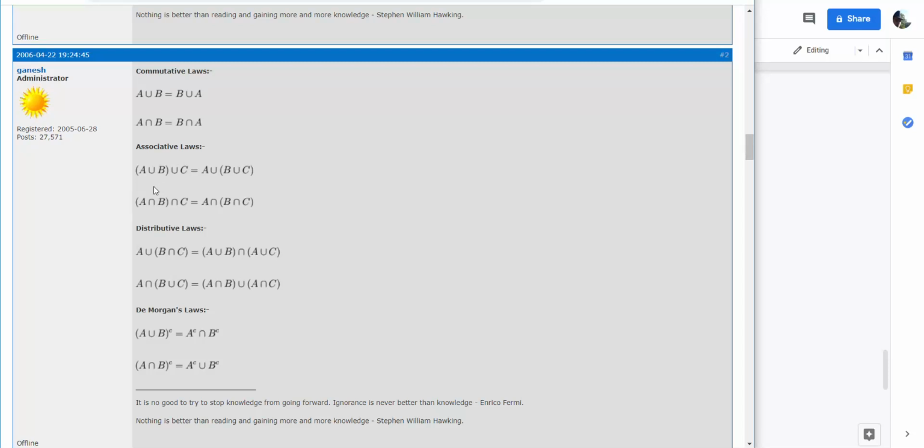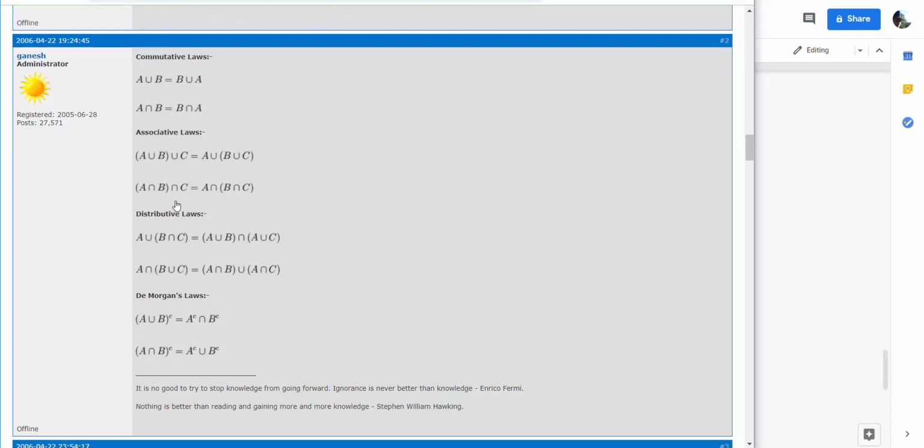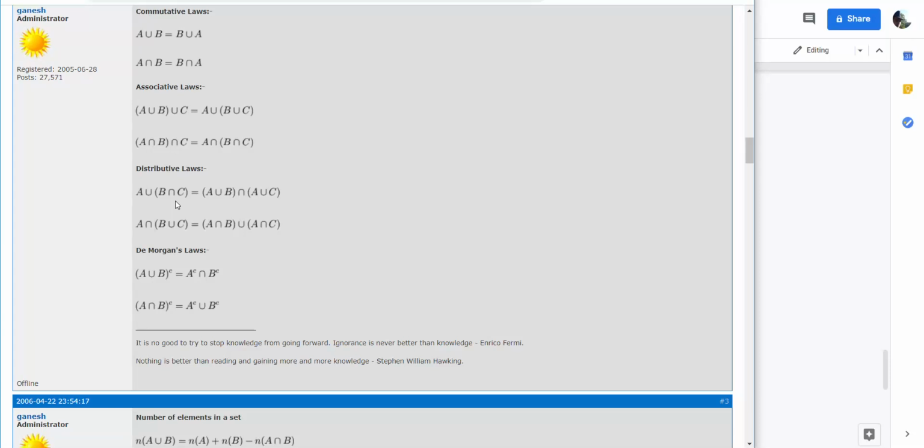The associative law is like when you have A union B union C, it's the same as B union C union A, or whatever. So the order really doesn't matter; the union here is just moving the brackets around, which doesn't make a difference. The same applies for the intersection. However, for distributive laws, things vary a little bit.